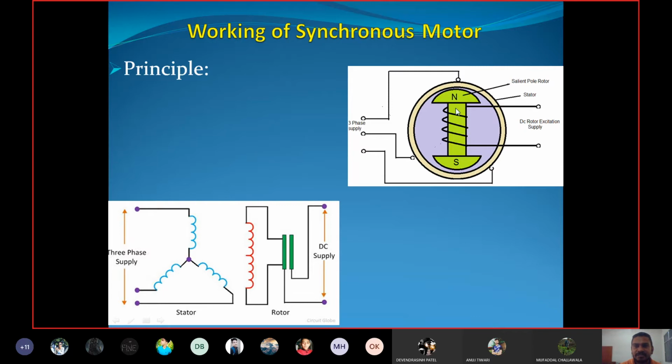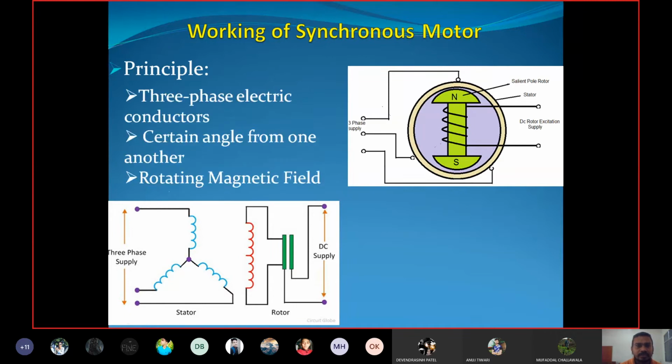Now this is the one electromagnet. When the electromagnet is placed in this rotating magnetic field, magnetic locking occurs between the rotating magnetic field and the electromagnet, and then this electromagnet also rotates at synchronous speed in the same direction as the rotating magnetic field. On this principle, the synchronous motor works or operates.